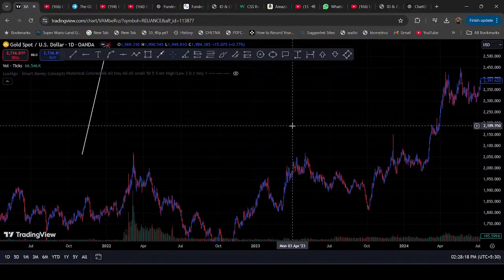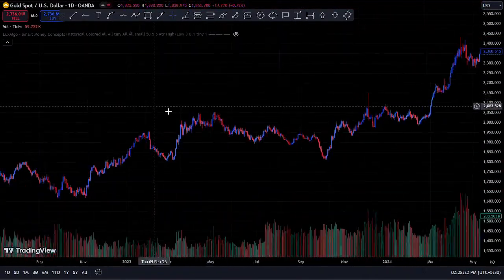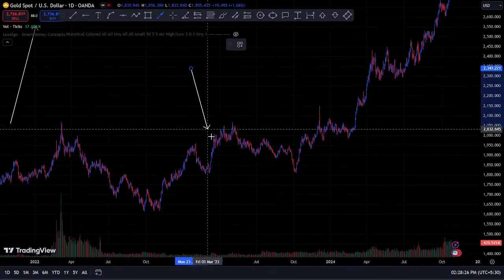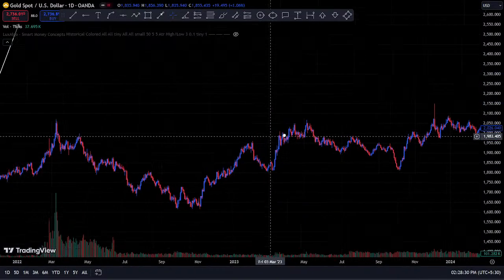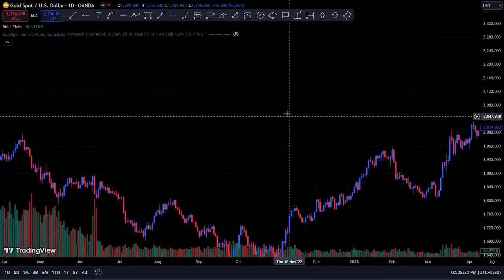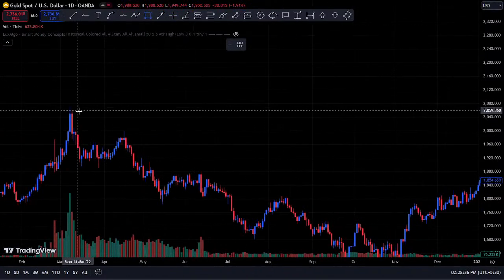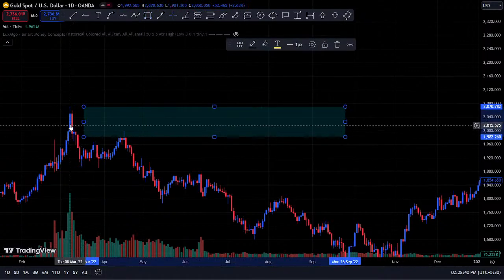Okay, so the market is currently in an uptrend. Let's imagine we are somewhere around here. What I notice is where the market, or where gold, previously started to halt. Okay, so this was a particular supply zone.